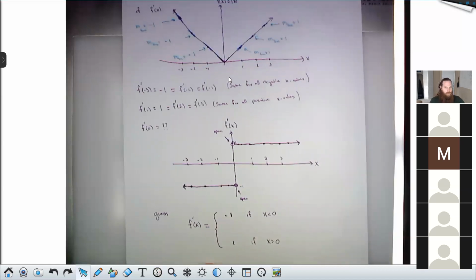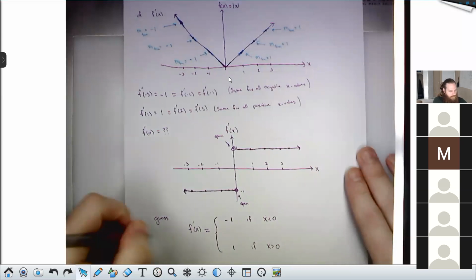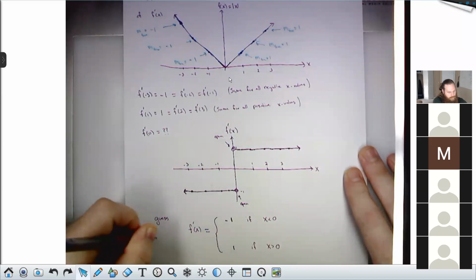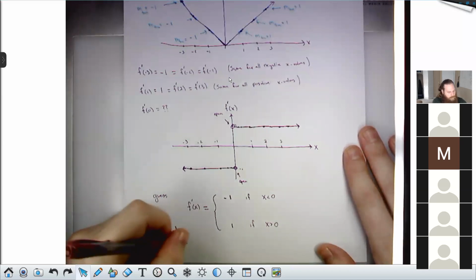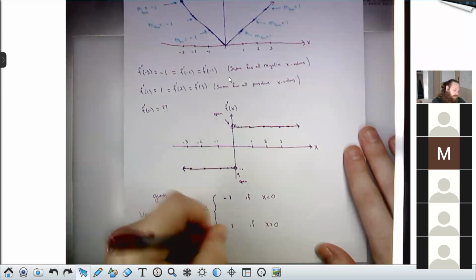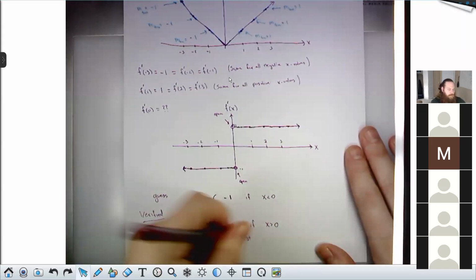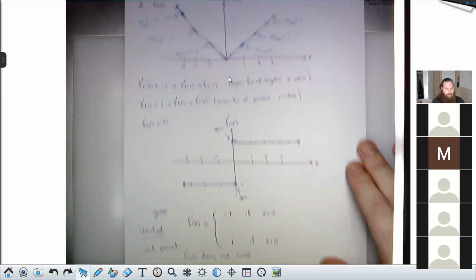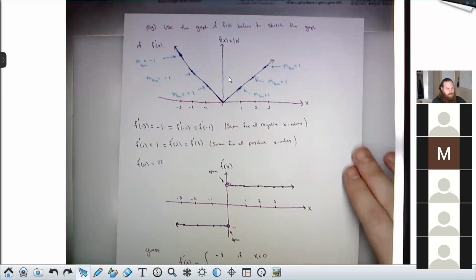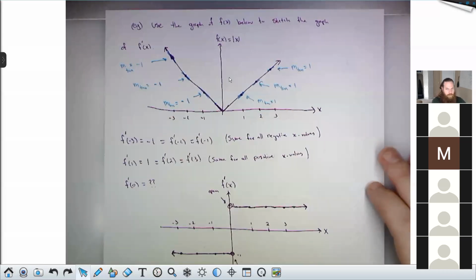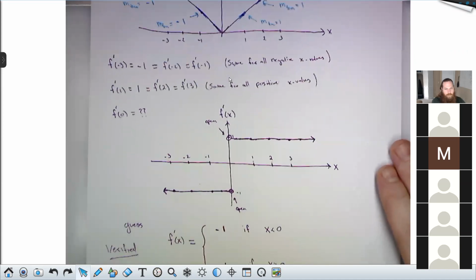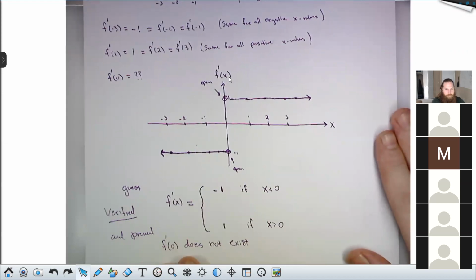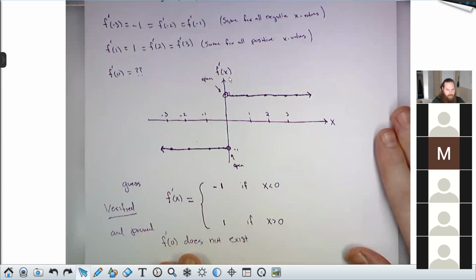Instead of taking a screenshot of this, we have verified that this guess is correct. We've proved that f prime of 0 does not exist. So if you want to, you're going to need, I guess, 2 screenshots here if you want to get this whole thing in. I'll zoom in a little bit so you can actually read what's written. Same procedure we went through on that parabola. And then here's our graph of f prime.